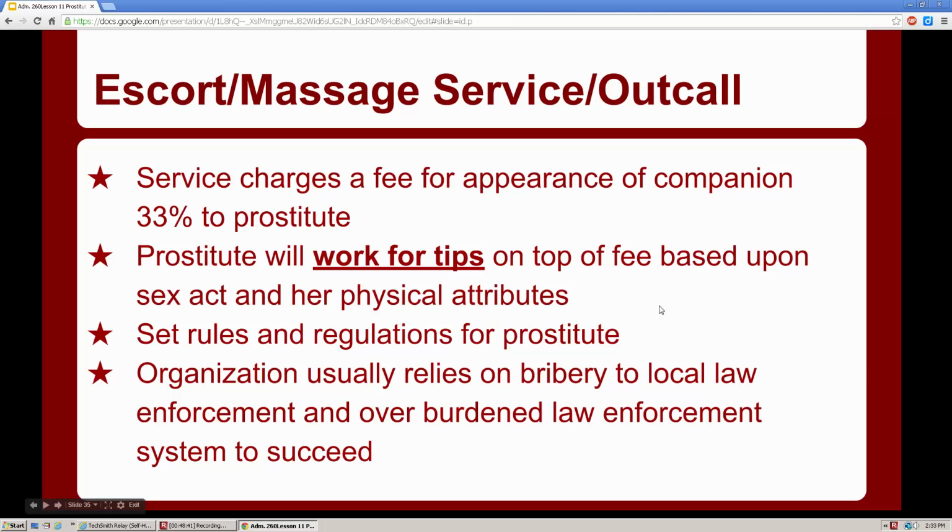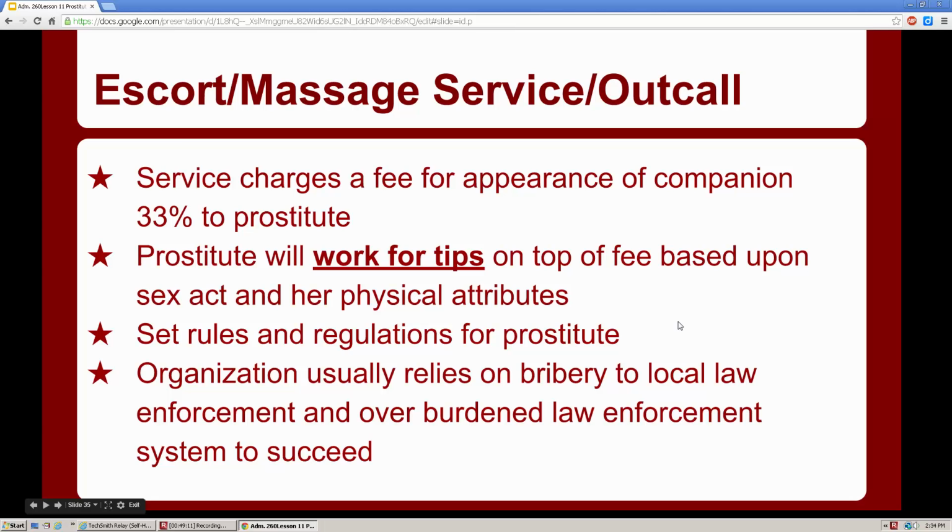So the escort agencies, they do have set rules and regulations for the prostitutes. They may have a male driver that acts as security. They'll have to call in when they get there. They call at a certain point to make sure that their safety hasn't been compromised, and also to call the driver to pick them up. So there's a number of rules and regulations that do go along with these escort agencies.